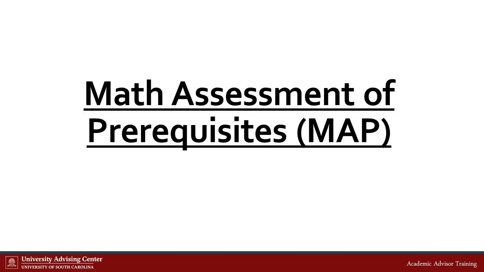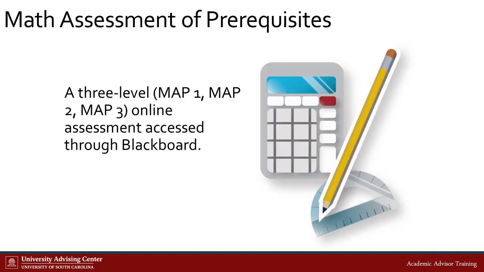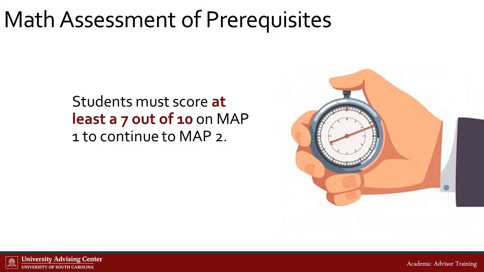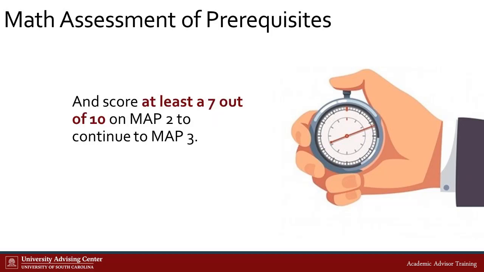Math Assessment of Prerequisites, or MAP. What is the Math Assessment of Prerequisites? Math Assessment of Prerequisites, or MAP, is a 3-level, M1, M2, M3, online assessment accessed through Blackboard. Each level has 10 questions to be solved in 30 minutes. Students must score at least a 7 out of 10 on MAP 1 before continuing to MAP 2, and score a 7 out of 10 before continuing to MAP 3.